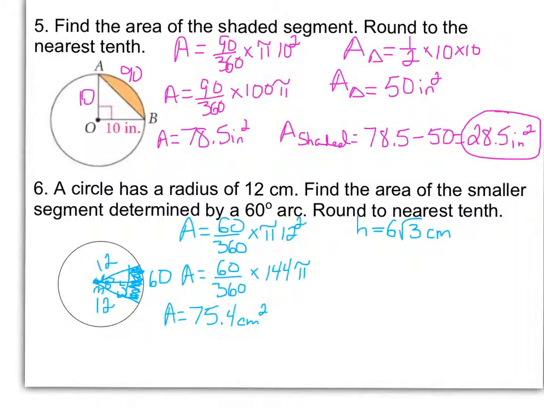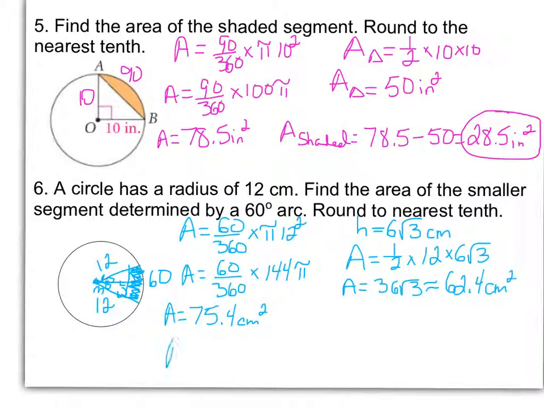So to find the area of the triangle, take 1/2 times the base, which is 12, times 6 square root 3, my height. So that's 36 square root 3, or about 62.4 centimeters squared. And lastly, to find the area of the shaded region, we will take 75.4 minus 62.4 to get 13.0 centimeters squared.